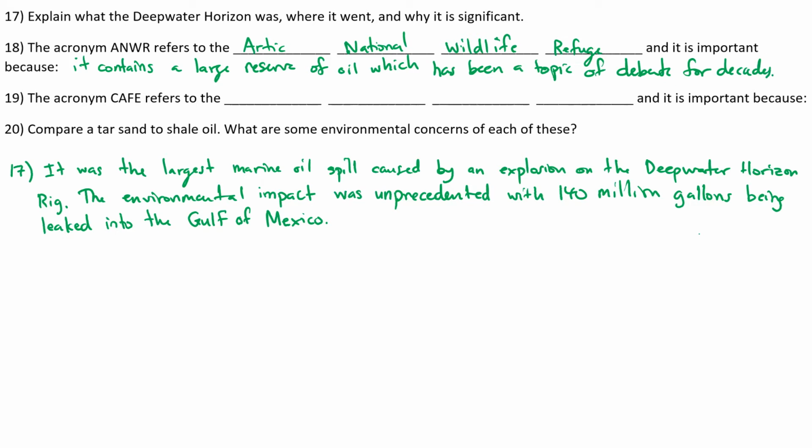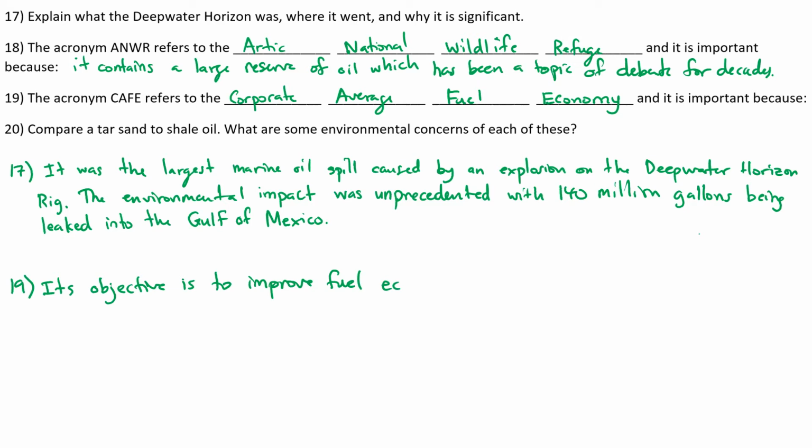19, the acronym CAFE refers to the corporate average fuel economy. And it's important because, and I'm going to continue 19 down here, its objective is to improve fuel economy for all the vehicles produced in the US.